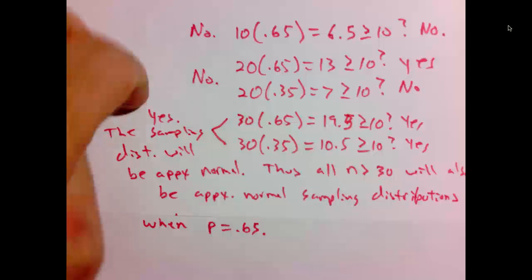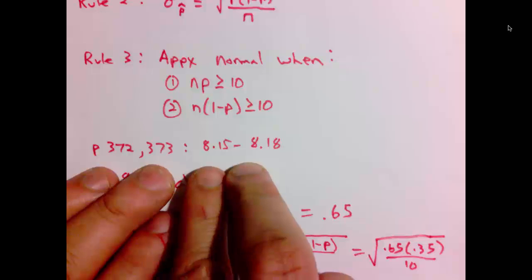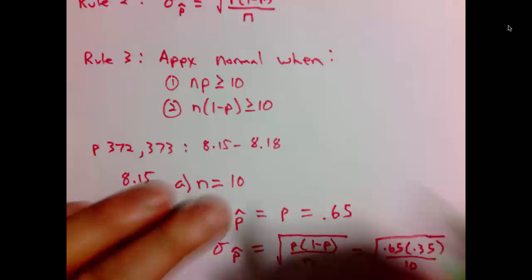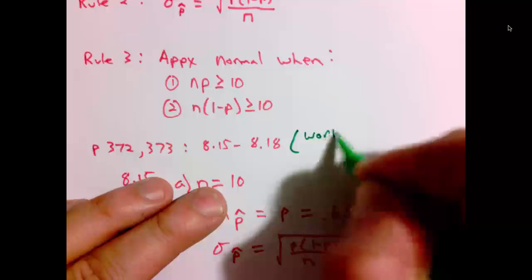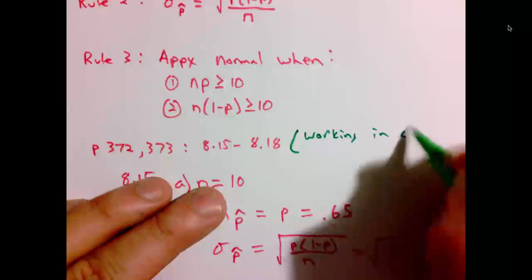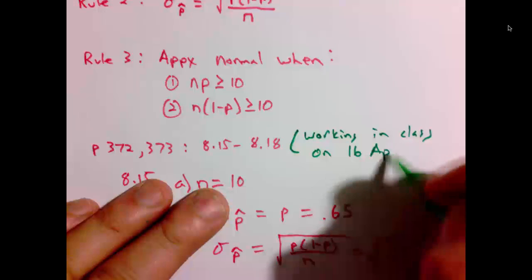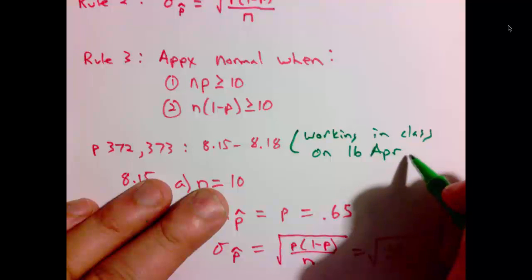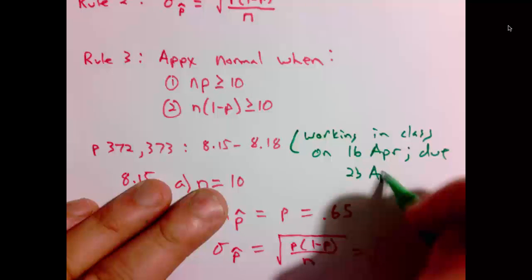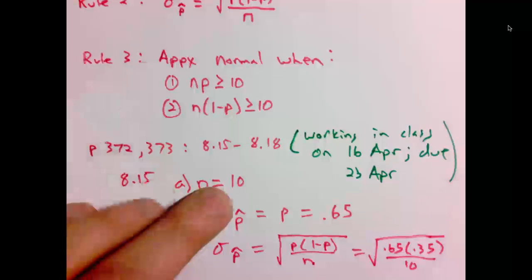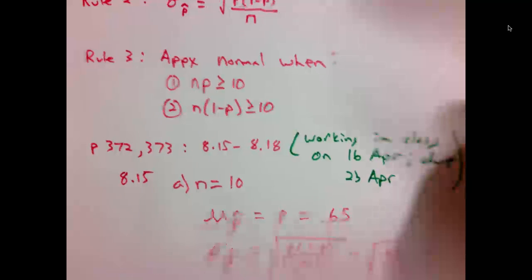normal sampling distributions. You should be able to have success on 8.15 through 8.18. Again, we will be working on these in class on 16 April, and they will be due the following Thursday, 23rd of April. All right. Next, we need to look at the second section we're dealing with, which is 12.